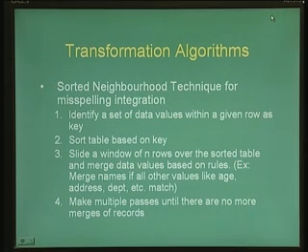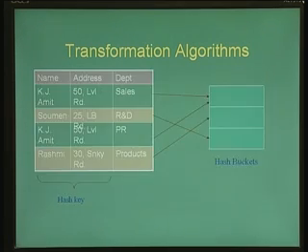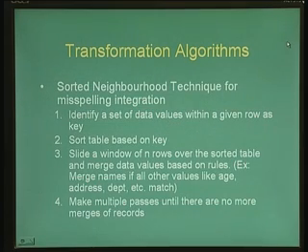There is another technique called the sorted neighborhood technique. This is mainly used for detecting misspellings in data sets, and it is given by the algorithm shown in this slide. First of all, identify what the key is. As in the previous case, we identified that name and address is the key. So identify what the key is within a given tuple. Then sort the table based on the key.